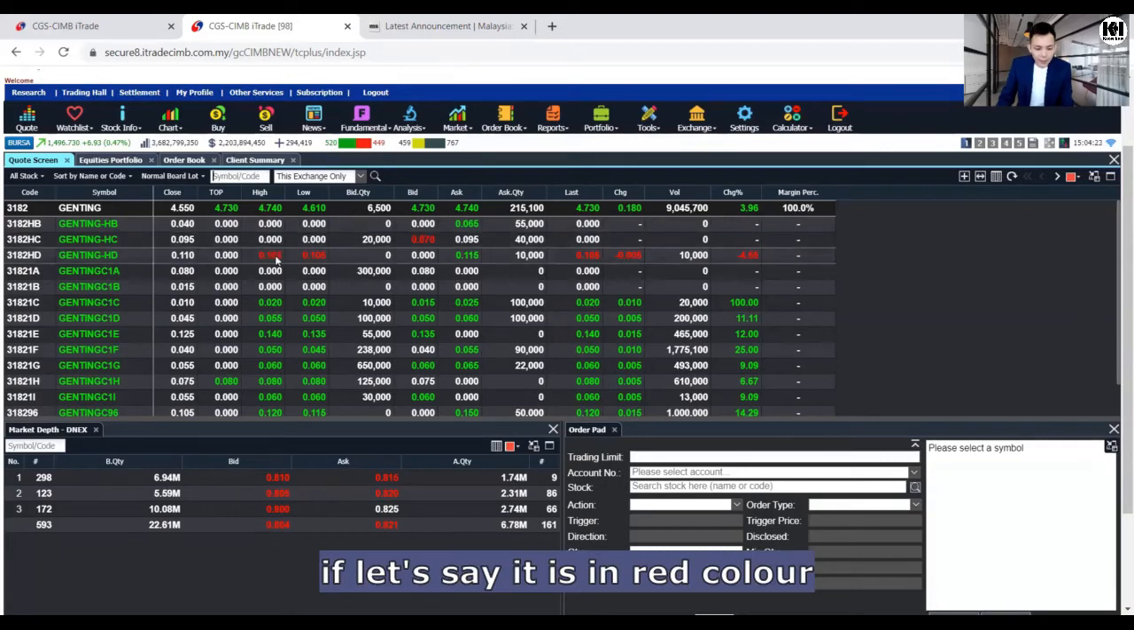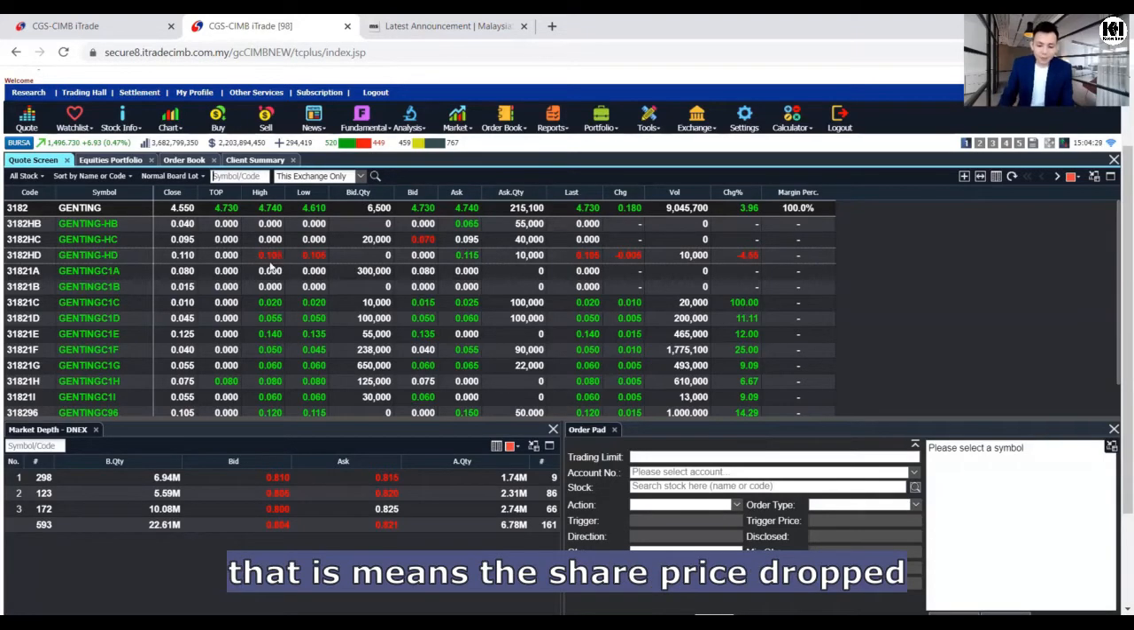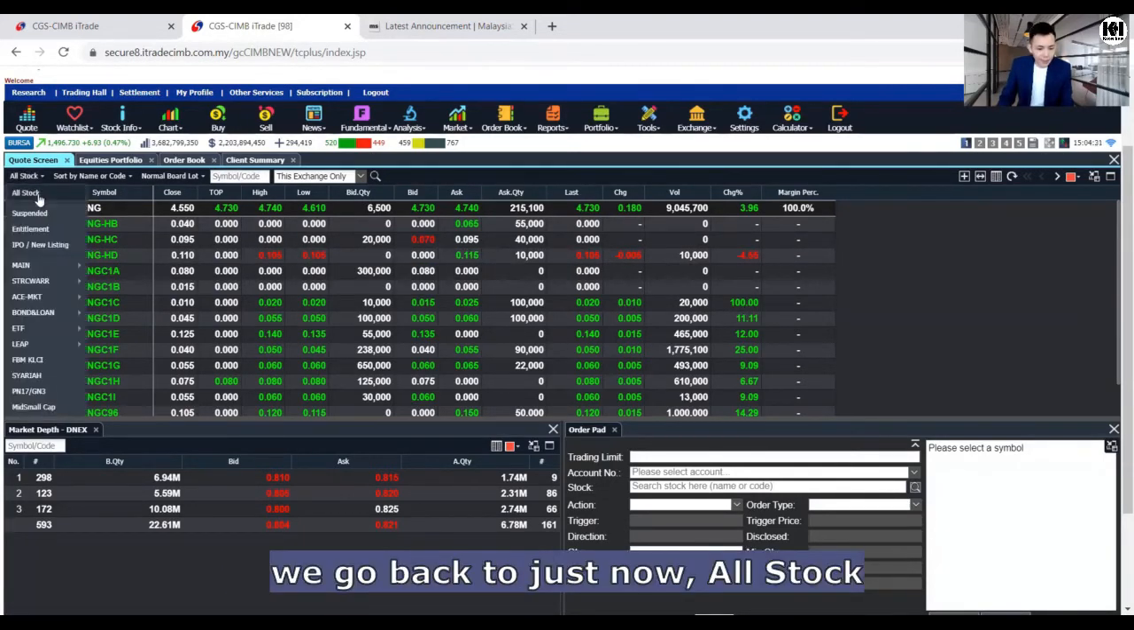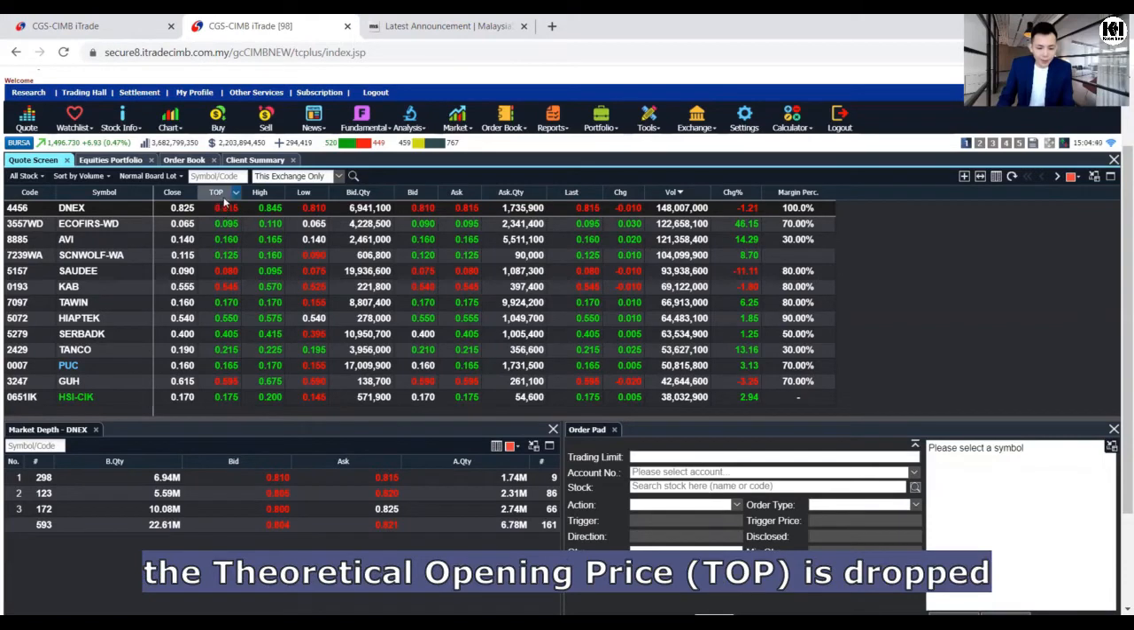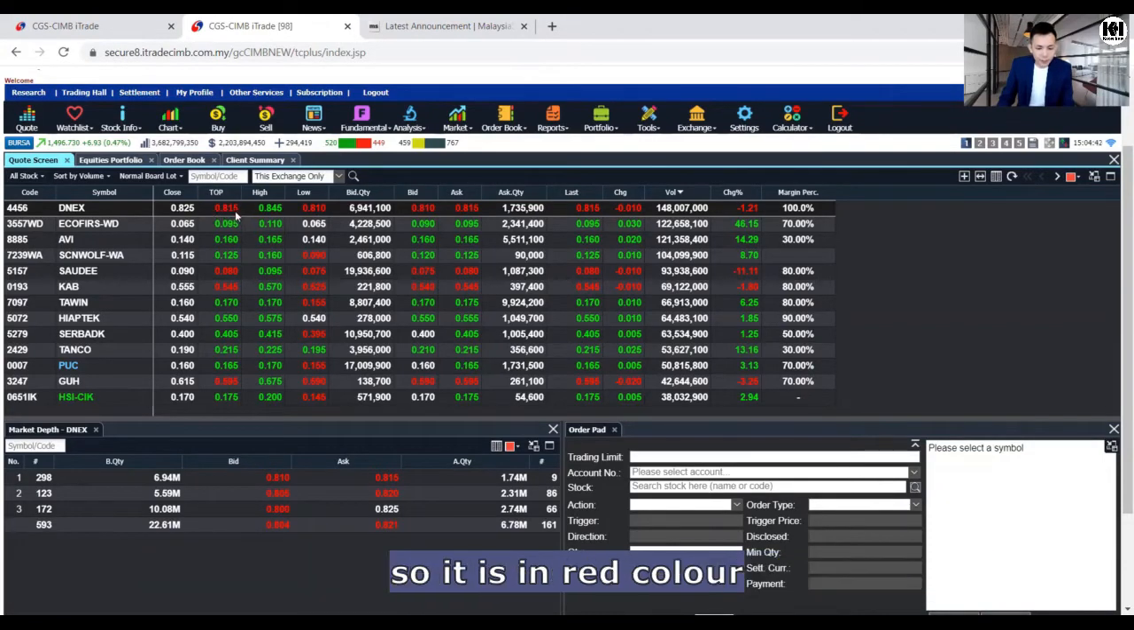If, let's say, it is in red color, what does it mean? Red means drop, negative. That means the share price dropped. Okay, we'll go back to just now, all stocks. Here, for easy understanding, we look at D next. So for this one, the theoretical opening price is a drop, so it is in red color.